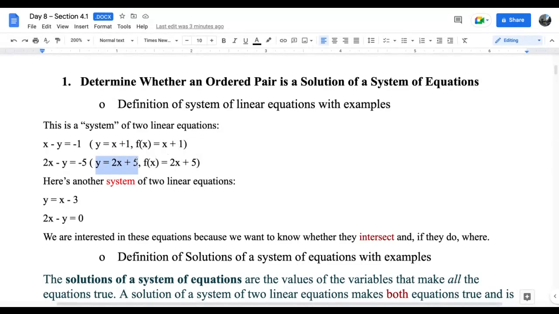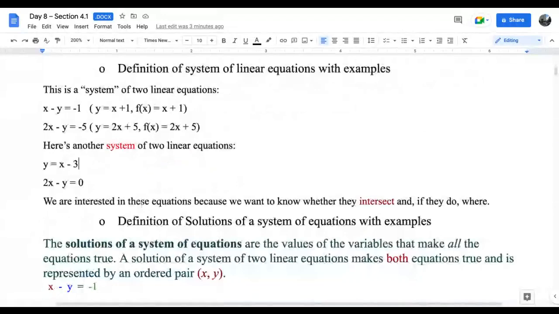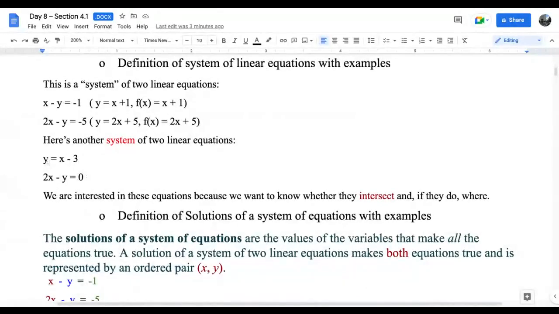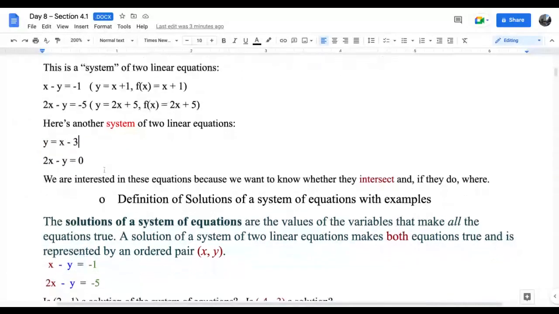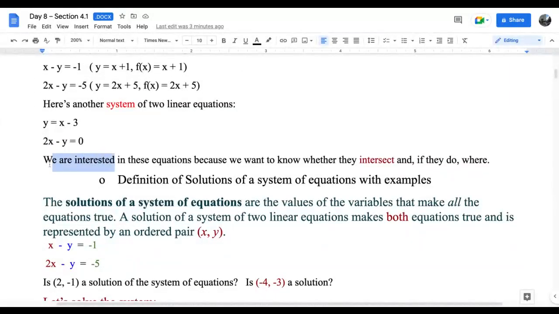So we can rewrite it as this. In the function sense, we can write y as f of x. We recognize this is a linear function, and this is a linear function. Here is another system. We put the two lines together, and we call it a system of two linear equations. We are interested in these equations because we want to know whether they intersect, and if they do, where.